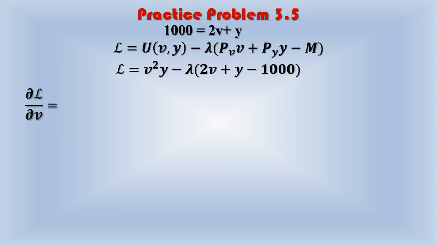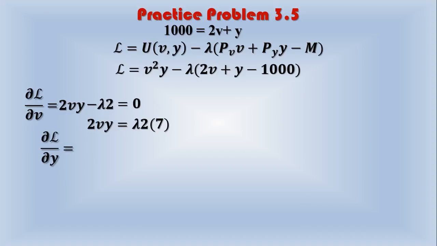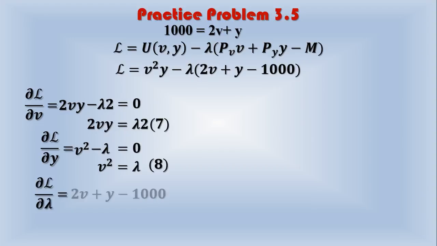Take the partial with respect to v, the amount of gameplay hours. So you've got 2vy minus 2 lambda equals 0. 2vy equals 2 lambda. The partial with respect to y is equal to v squared minus lambda. Set that equal to 0. V squared equals lambda. And then the derivative with respect to lambda is the budget constraint. Make sure you get the negative in there. Set that equal to 0.